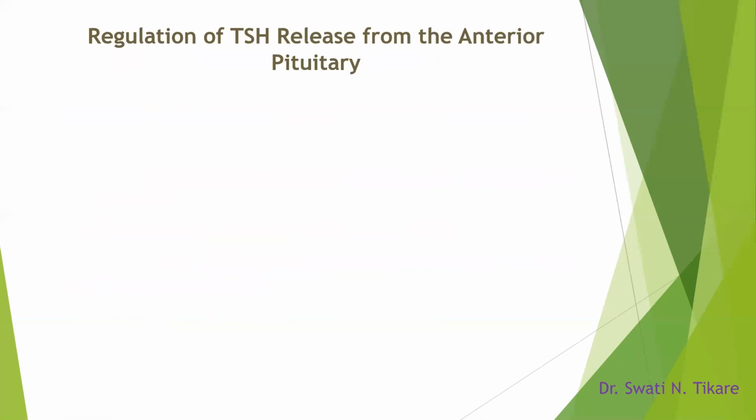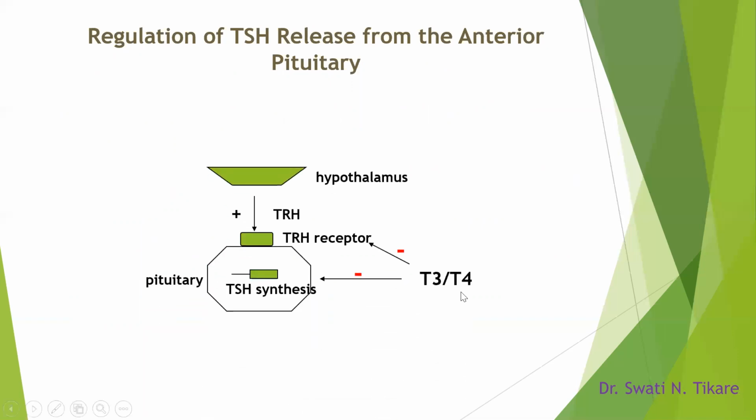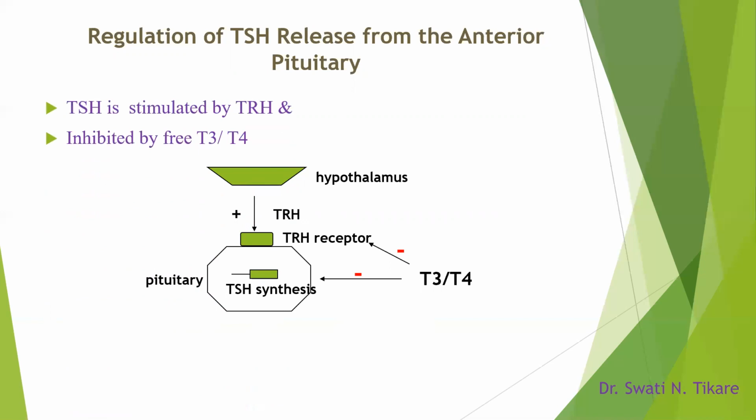Coming to the regulation of TSH, very simple, a part of what we already saw. T3, T4 will inhibit its synthesis, whereas TRH, that is thyrotropin releasing hormone, is going to stimulate it. So a part of the regulation of thyroid hormones we saw, we have just put up here. So TSH is stimulated by TRH and inhibited by free T3 and T4.